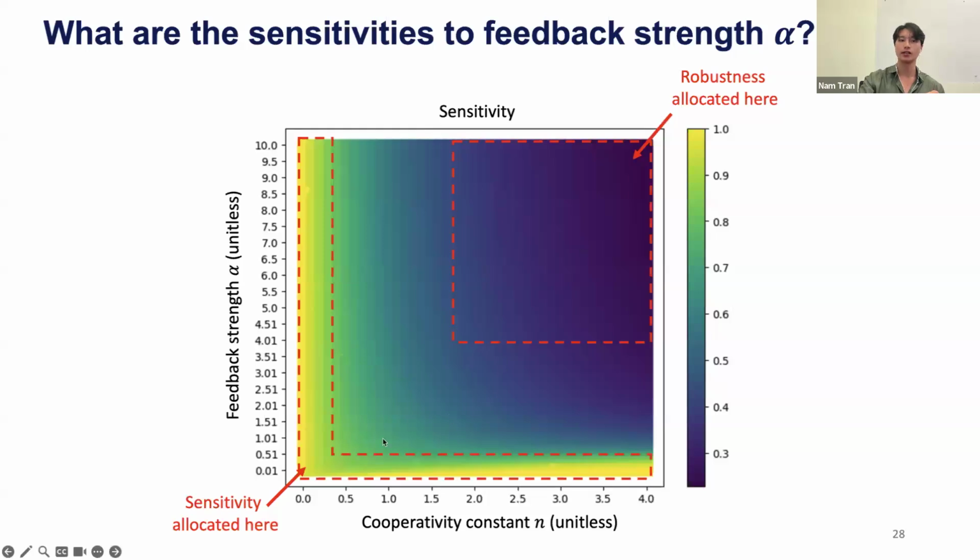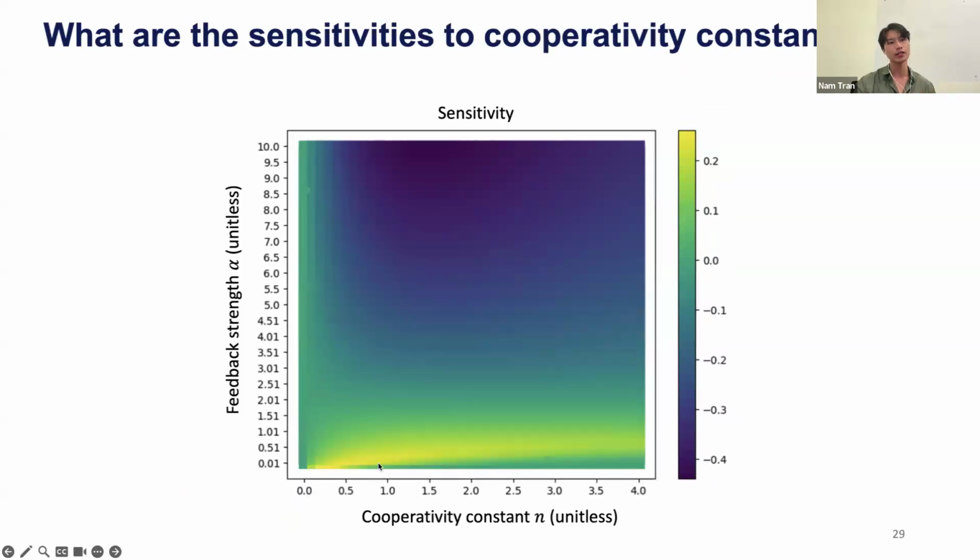So it's strong here and it's weak there, I guess, for lack of better words. So here, we're going to see how sensitive the system is to the cooperativity constant n. So that red steady state dot that we saw before.